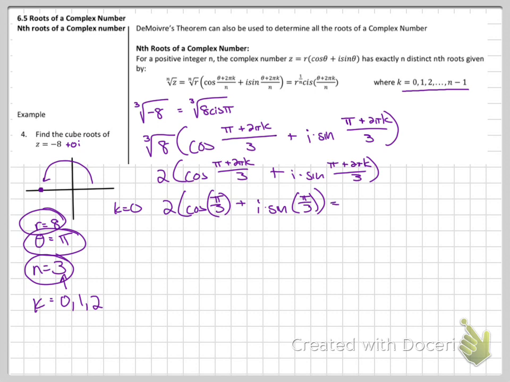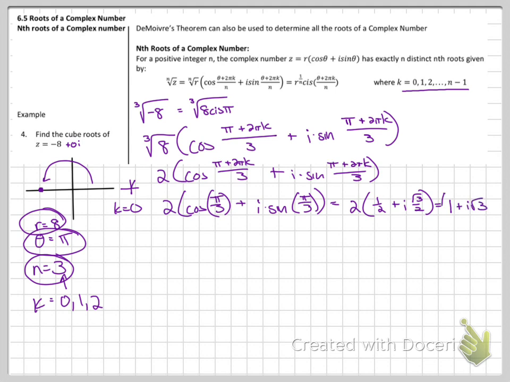Well, each of those can be done, right? So at pi over 3, I don't know where I'm going to draw my unit circle over here. Pi over 3 is there. What's cosine at that spot? It's 1/2 plus I. What's sine at that same spot? It's root 3 over 2. So then if you multiply by that 2 out front, distribute your 2, you get 1 plus I root 3.